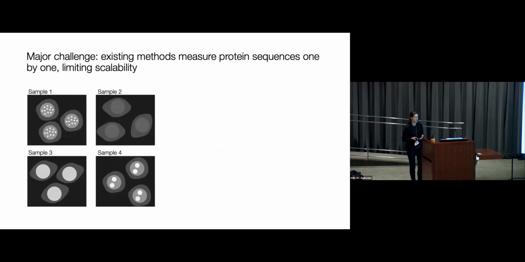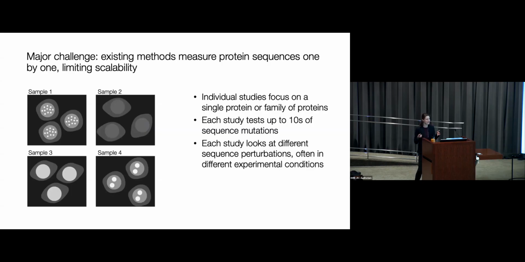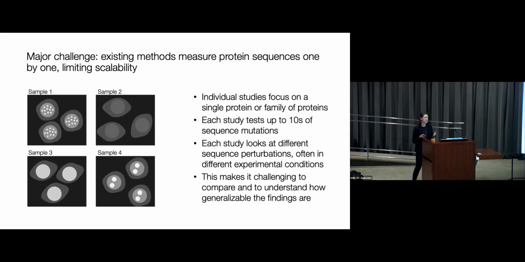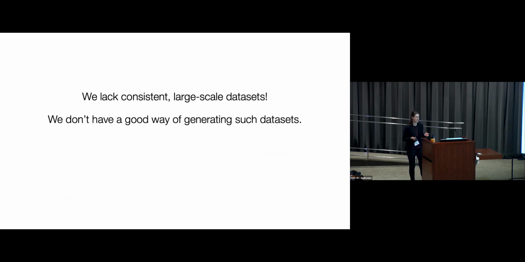And I think there's really a major challenge here, which is that existing methods measure protein sequences one at a time, one by one, which has really limited scalability. So this has meant that individual studies have focused on a single protein or a family of proteins. Each study has tested up to maybe tens of sequence mutations. And then each study is looking at different sequence perturbations, often in different experimental conditions. And this has made it really challenging to compare and to understand how generalizable these findings actually are. So all of this to say, we lack consistent large-scale data sets. And we really don't have a good way of generating such data sets right now.